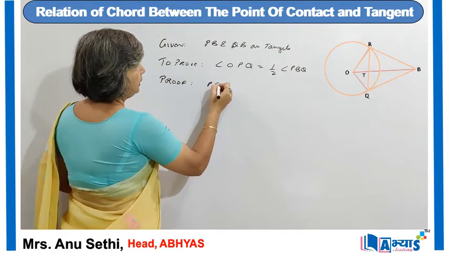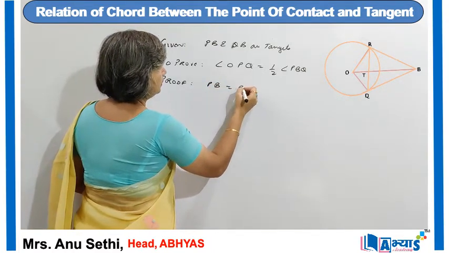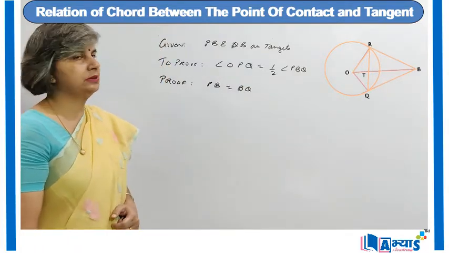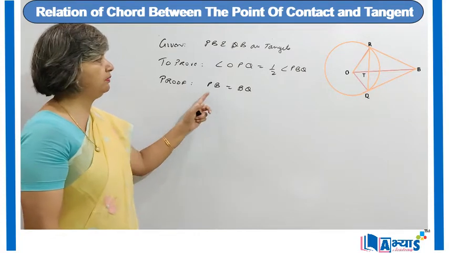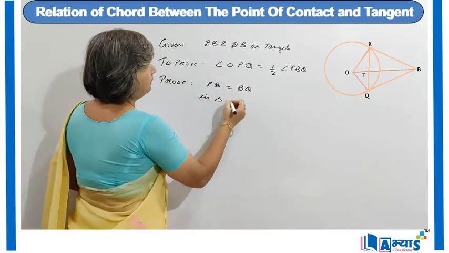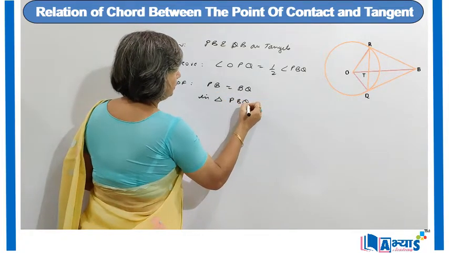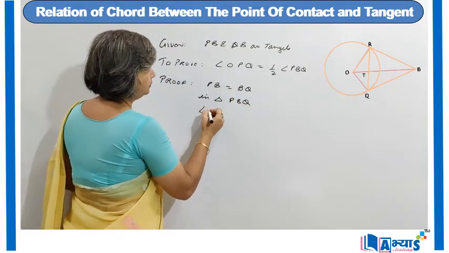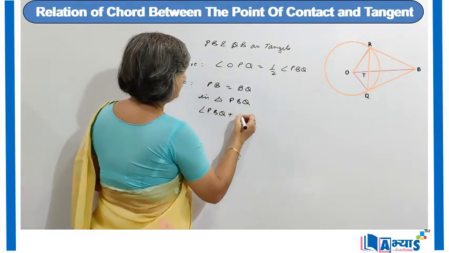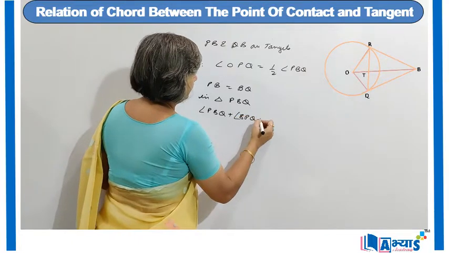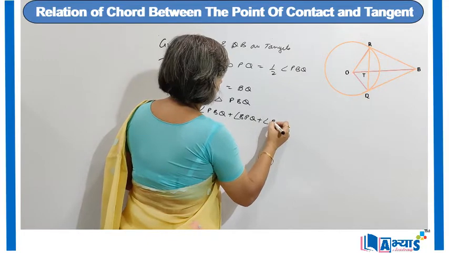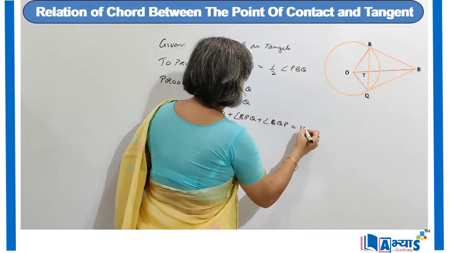we know that PB is equal to BQ, because from an external point, if two tangents are drawn to a circle, then they are of equal length. So PB will be equal to BQ. So in triangle PBQ, angle PBQ plus angle BPQ plus angle BQP is equal to 180 degrees.